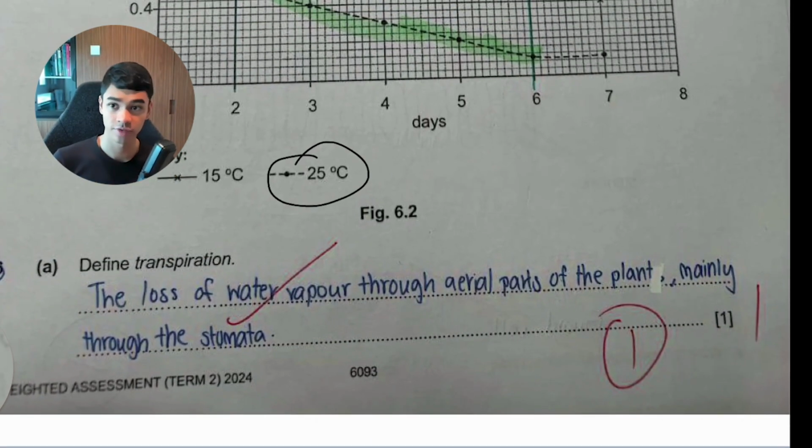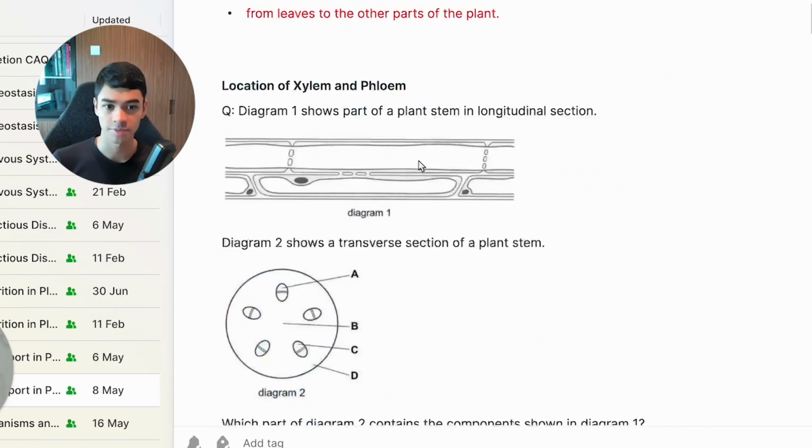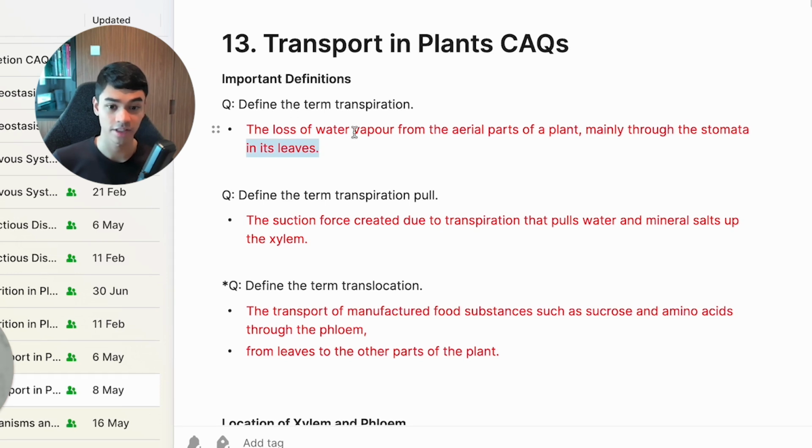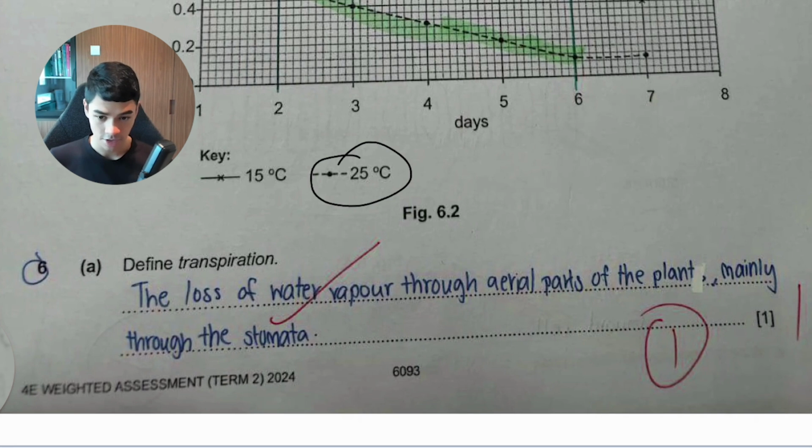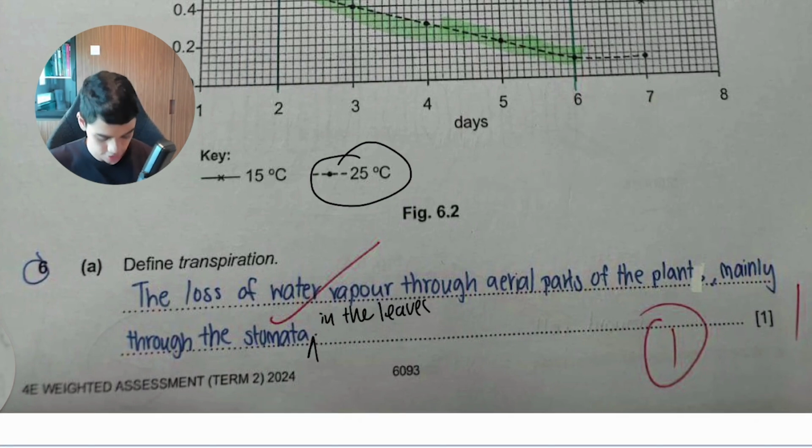How I would improve this answer is, if you take a look at our note on transpiration, you notice this happens through the stomata in leaves, because that's where the stomata are, in the leaves, not in the other parts of the plant. So I would add "mainly through the stomata in the leaves." Okay, that's how to secure a good definition.